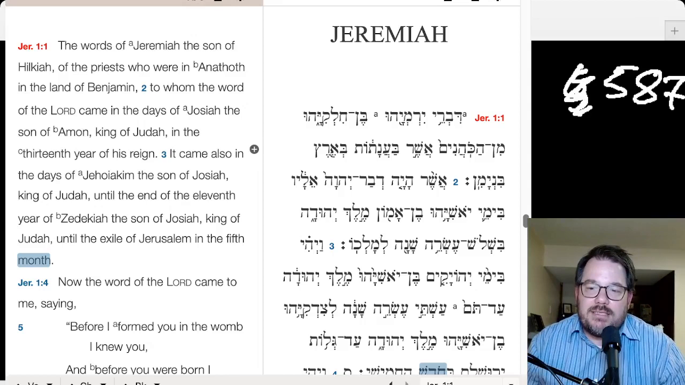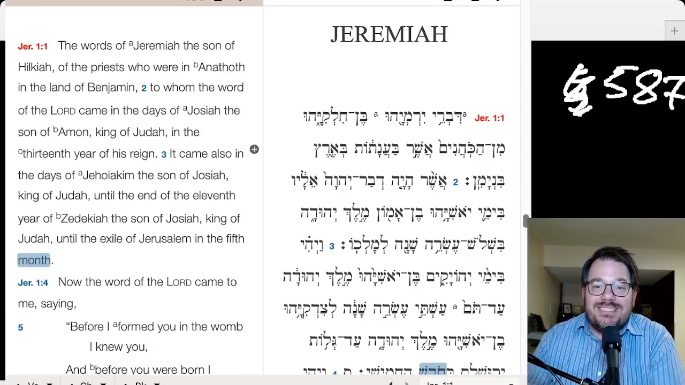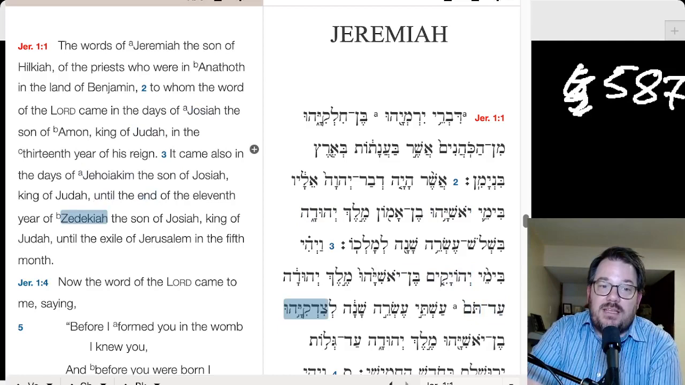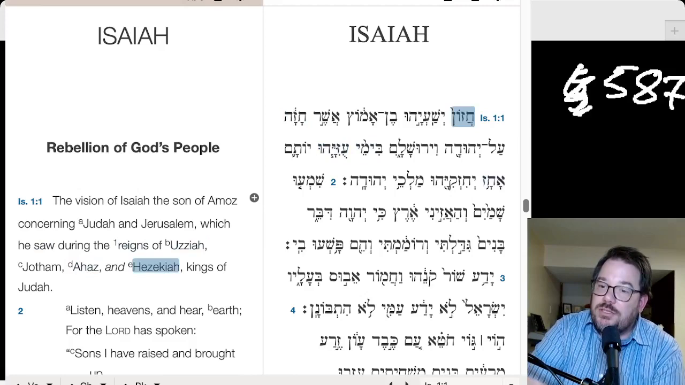The year of the exile is sometimes dated 587, 586. That's not something you really need to concern yourself with for the purpose of this course. You'll see both dates fairly regularly. But notice this seam that we originally saw here. Because you have the word of the Lord came in the days of Josiah, why not just say the word of the Lord came in the days of Josiah and in the days of Jehoiakim and in the days of Zedekiah, much like we saw in the beginning of Isaiah? The vision of Isaiah came during the reigns of Uzziah, Jotham, Ahaz, and Hezekiah, kings of Judah. It's just listed all together.